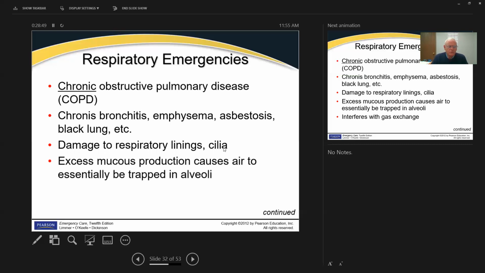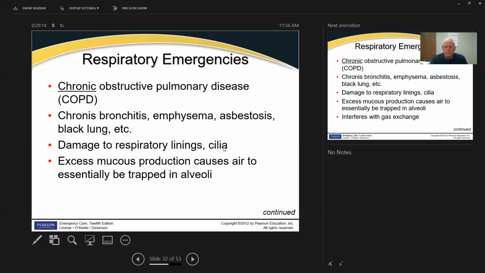So with COPD we also have a lot of excess mucus production, and it causes air to essentially be trapped in those alveoli. And in the case of emphysema, the sac, the alveolus, doesn't work like it's supposed to. Normally it moves to allow air to come in and out. Remember, it's surrounded by capillaries, that's where all the gas exchange takes place.